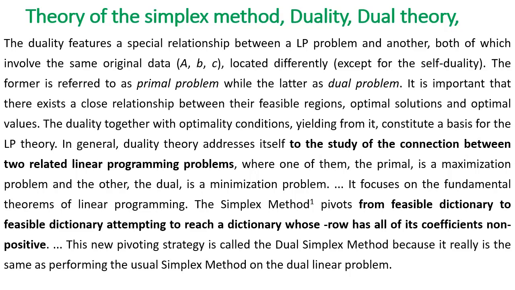In general, duality theory addresses the study of the connection between two related linear programming problems, where one of them, the primal, is a maximization problem and the other, the dual, is a minimization problem. It focuses on the fundamental theorems of linear programming. The simplex method pivots from feasible dictionary to feasible dictionary, attempting to reach a dictionary whose objective row has all of its coefficients non-positive.